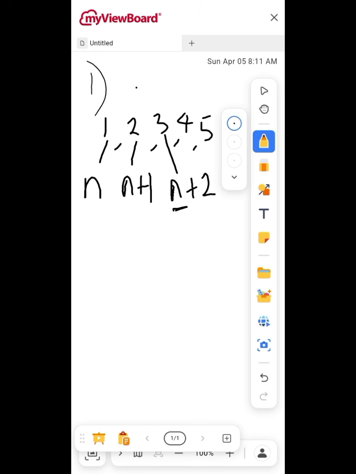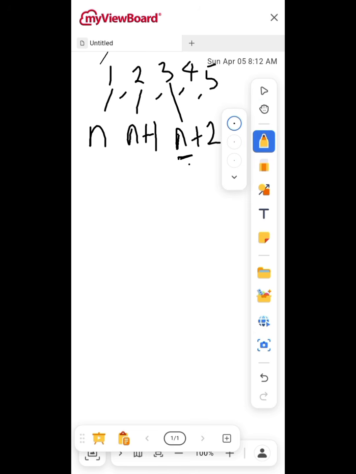So like that. These are consecutive numbers. And when we say consecutive numbers in mathematics, they mean numbers that follow themselves at the same time. That is the meaning of consecutive. Okay? So having understood the meaning of consecutive now, they now said the sum. What does sum mean in mathematics? Sum means addition. So it means n plus n plus 1 plus n plus 2.